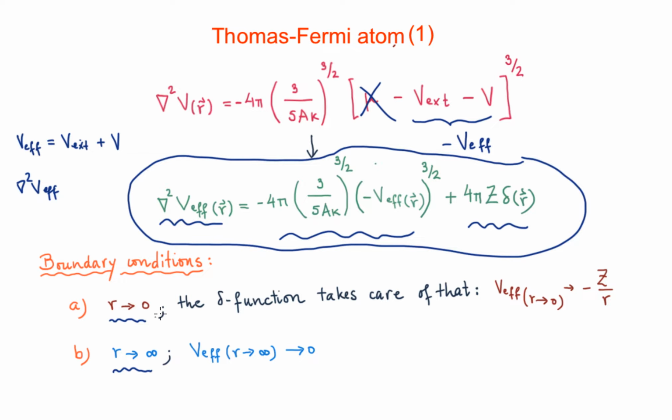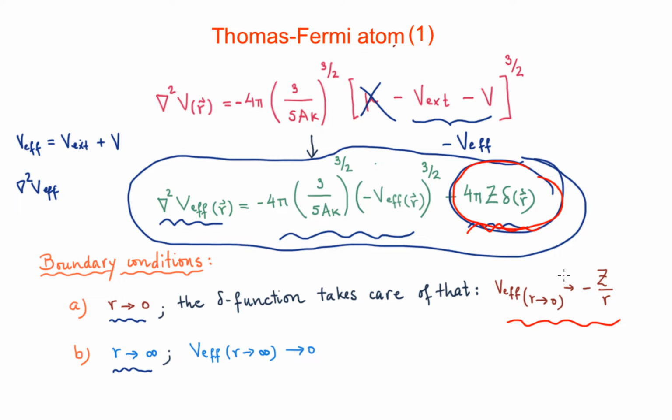So for very small distances from the origin, the leading term here is going to be this one. So that's going to be the leading term, the term associated to the external charge here, and the effective potential associated to this one is actually the one corresponding to the external potential. So very close to the region where the external charge is located, the effective potential is basically going to be the same as the external potential here. So this is one boundary condition.